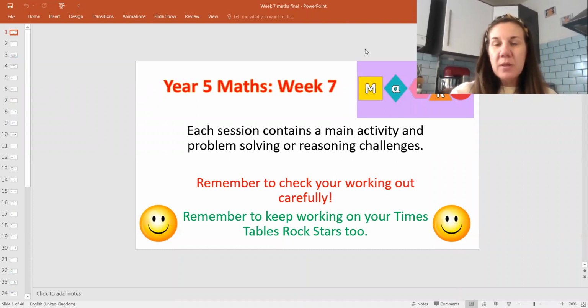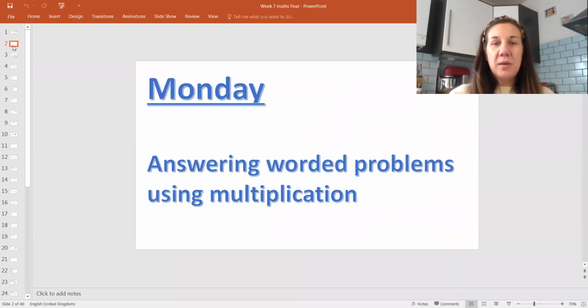So this week we're going to be looking at problem solving. It's really important that when you look at problem solving you think about what you're being asked to do.